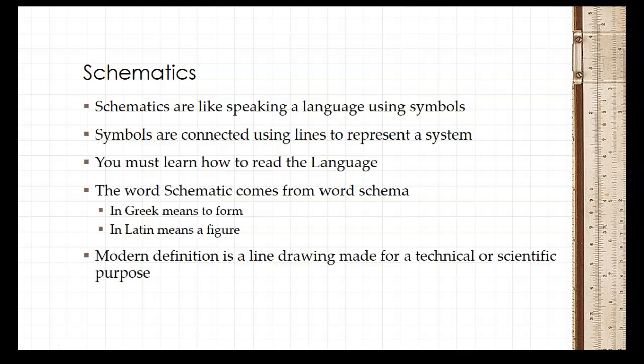So symbols are a language. All schematics are languages. And it's just, how do I turn my brain into reading this language? Does that make sense? So if you're a contractor, you have to be multilingual. Most of us in trade, we don't have to know all this. What do we have to know? Well, at the very least, we have to know our own language, right?